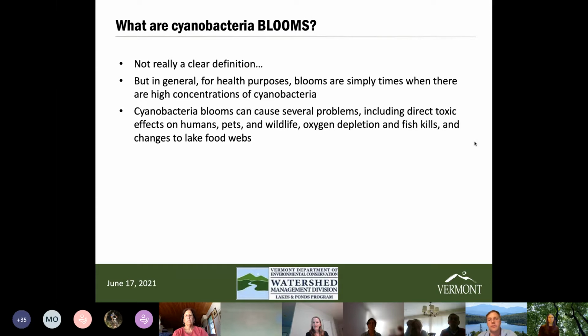And cyanobacteria blooms, as I said, can cause several problems, and these include the direct effects of the toxins on humans, pets, and wildlife, but they also include ecosystem consequences like oxygen depletion and fish kills, and changes to the structure of lake food webs that can be quite wide-ranging.